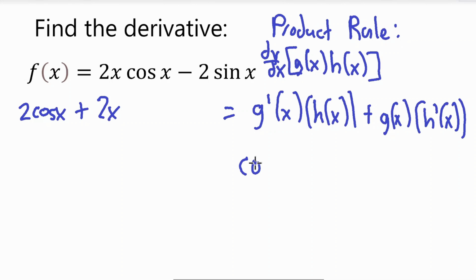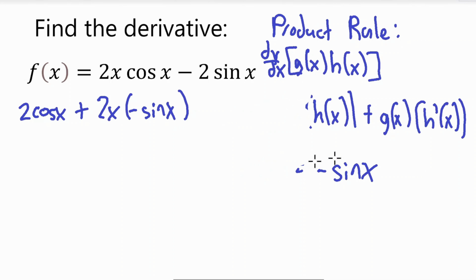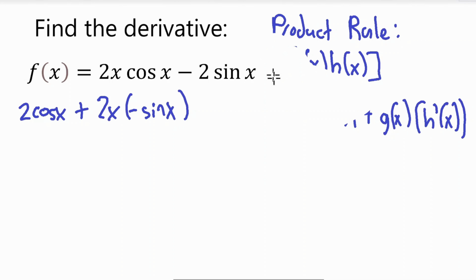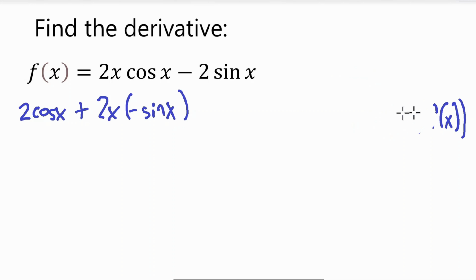As noted before, the derivative of cosine x is equal to negative sine x. That's one of the trigonometry values that you have to remember. I wrote this wrong. The derivative of cosine x is equal to negative sine x. So we put a negative sine x here. So we have our product rule used.